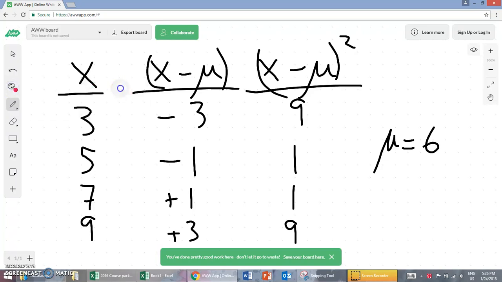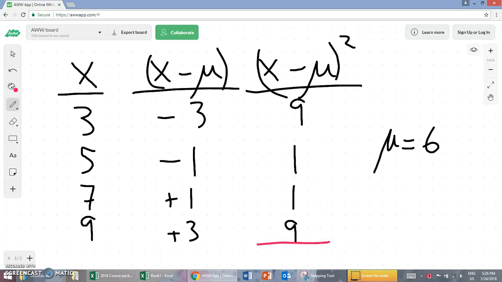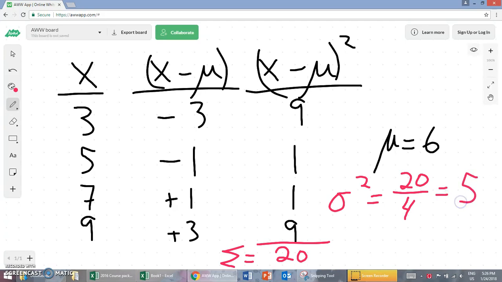One of the final steps in this quick calculation is we're going to add up these last values. So it's a sum of this last column: 9, 1, 1, and 9 gives us a value of 20. The variance is going to equal 20 divided by the number of values we have in our data set. We have 4, so our variance equals 5.